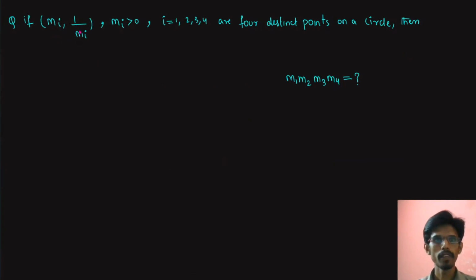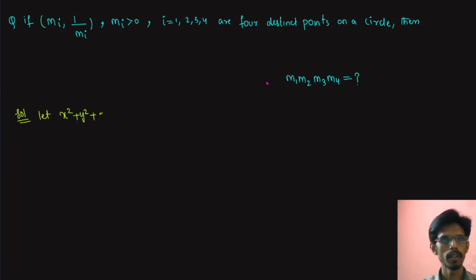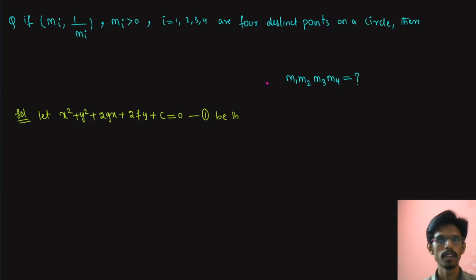If (mi, 1 by mi), mi greater than 0, i is 1, 2, 3, 4, are 4 distinct points on a circle, then m1 m2 m3 m4 equal to? Now let the equation of the circle be x square plus y square plus 2gx plus 2fy plus c equal to 0. Let us take this equation 1 to be the required equation of the circle.